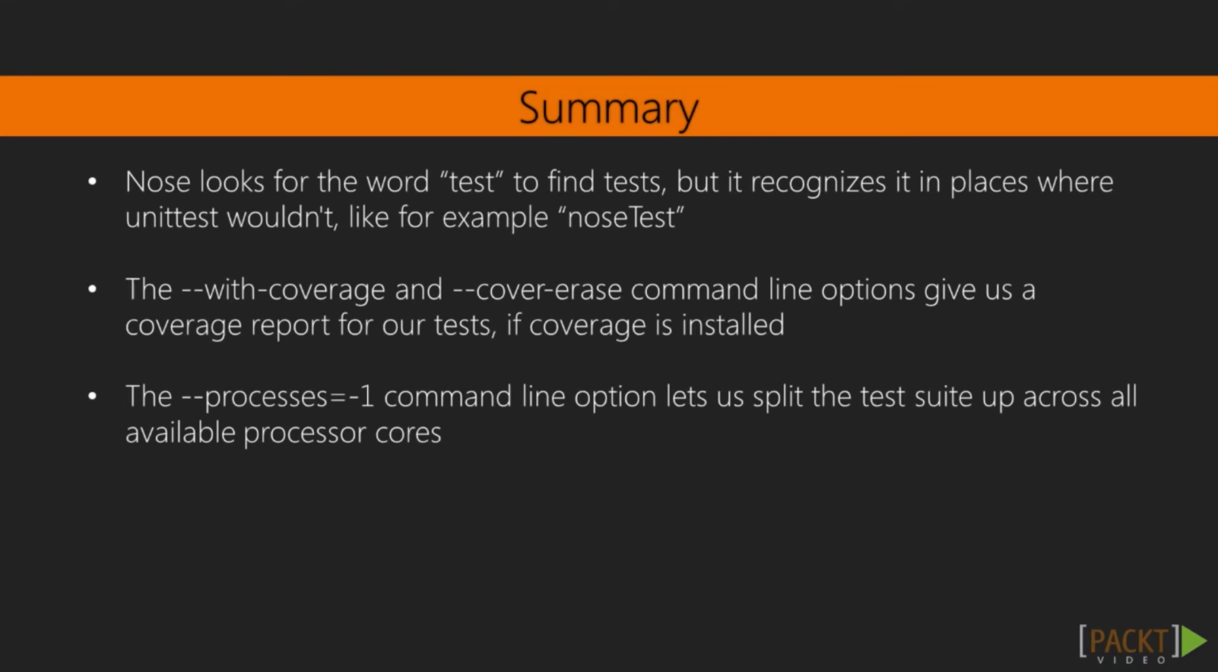So Nose looks for the word test to find tests, but it can recognize them in places where unit test wouldn't, like for example, the word Nose test, with the test as a later segment of the name. If we use the with coverage and cover erase command line options, we can get a nice coverage report for our tests if coverage is installed. Meanwhile, the processes equals -1 command line option lets us split the test suite across multiple available processor cores.